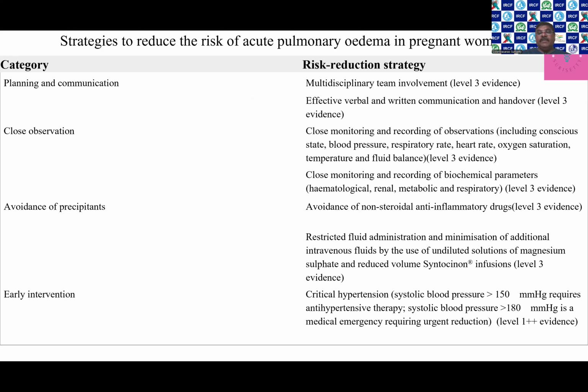And early intervention: whenever the patient presents with critical hypertension, that is systolic more than 150, it requires antihypertensive therapy. When the systolic blood pressure is more than 180, it is a medical emergency requiring urgent reduction. That is level 1 plus evidence. So at more than 150, they should start antihypertensive therapy, and at more than 180, we have to declare a hypertensive crisis and urgent reduction must be there.